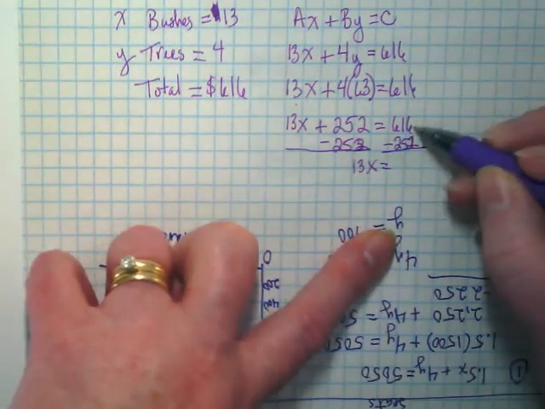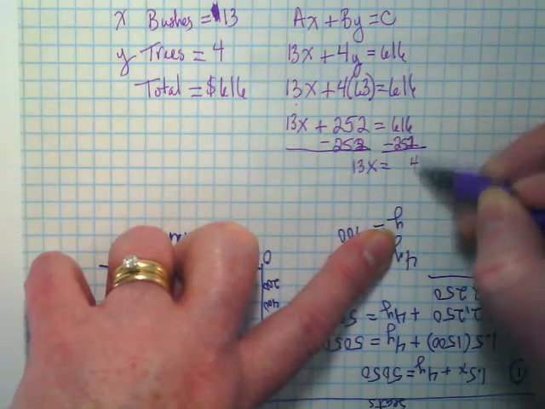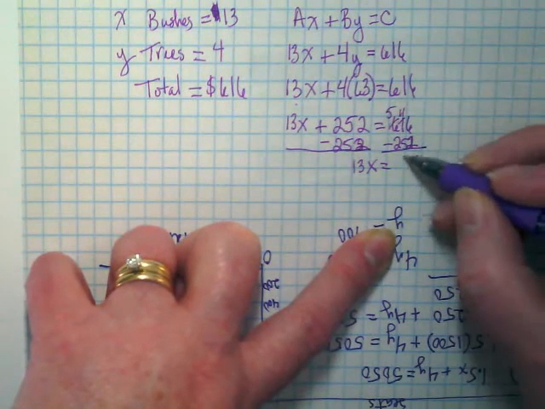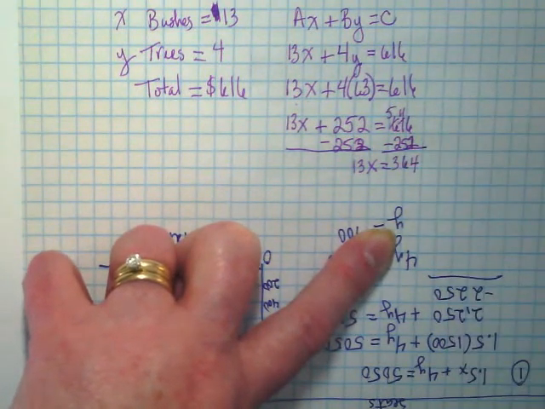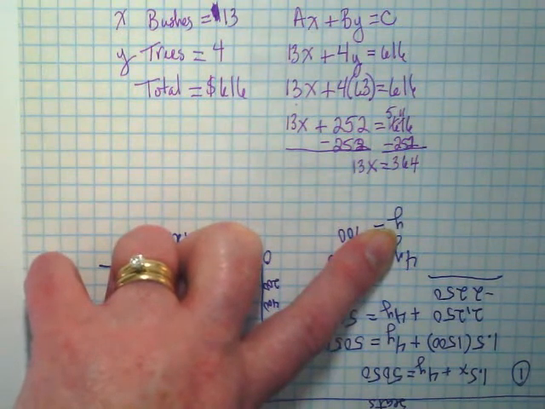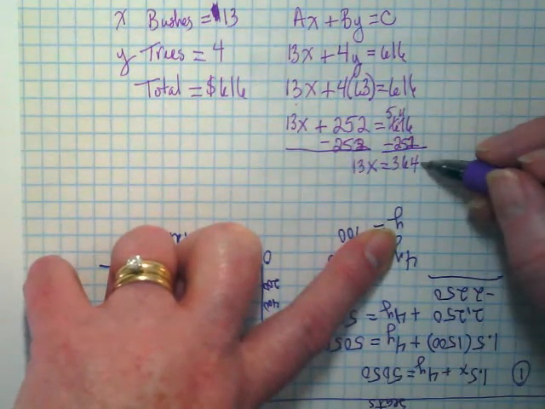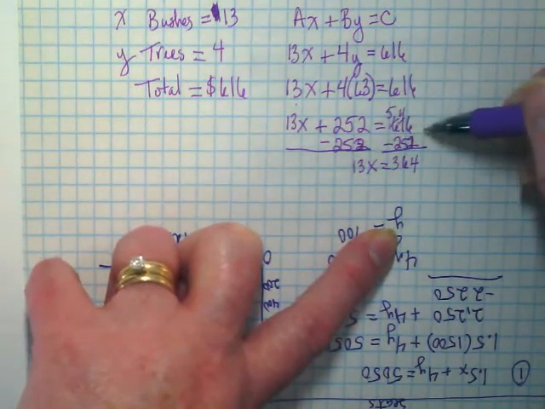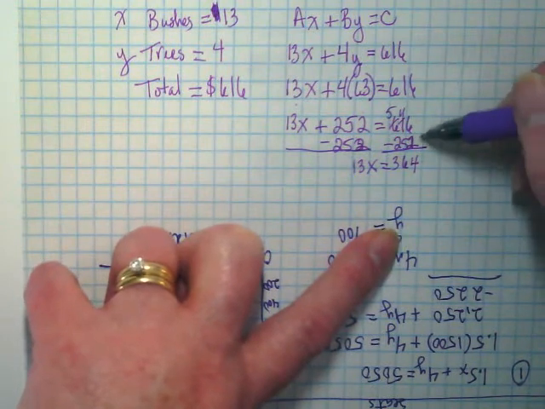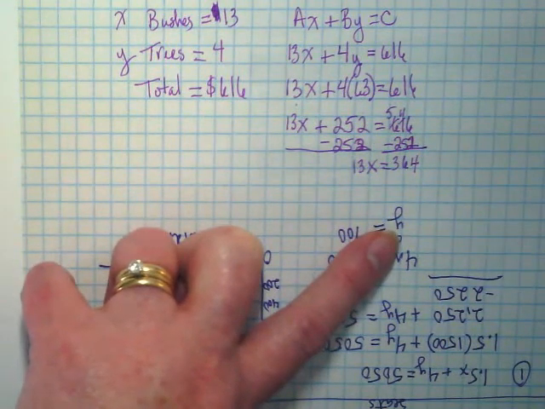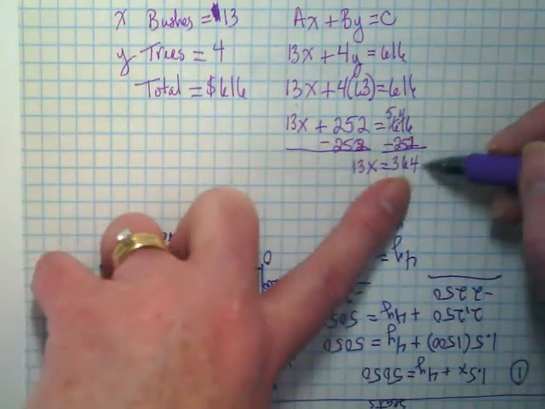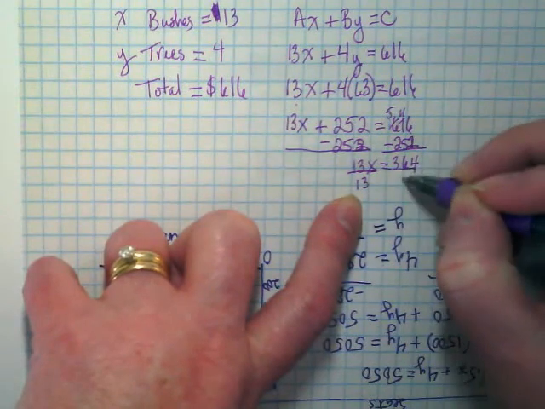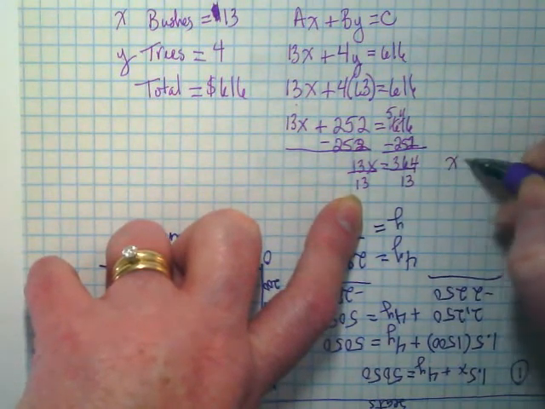616 minus 252, I get 364. Okay, so bushes altogether cost 364. Trees altogether cost 252. Those two together equaled my 616. But the question asks, how much do bushes cost? Divide 364 by 13. If I take the cost of all the bushes together and divide by how many bushes, 13, what is my x equal?